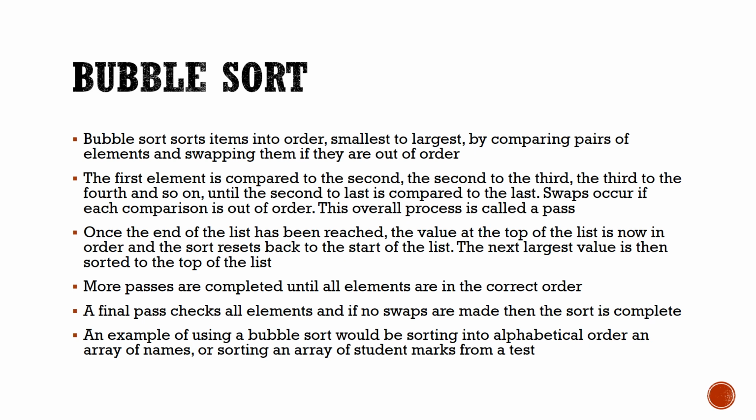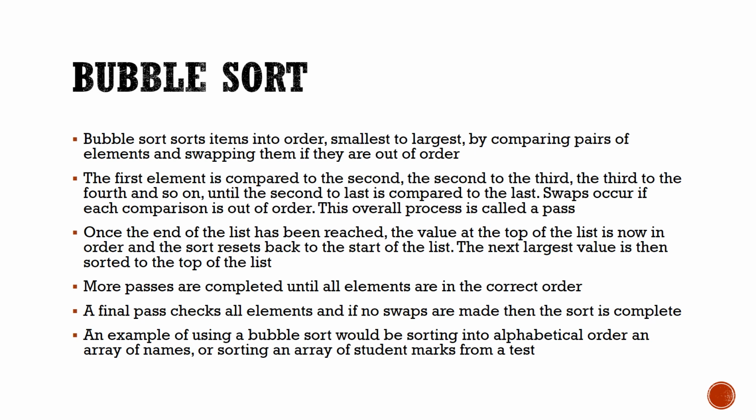Next is bubble sort. Bubble sort is going to sort items into order, smallest to largest, by comparing pairs of elements and swapping them if they are out of order. The first element is compared to the second, the second to the third, the third to the fourth, and so on until the second to last is compared to the last. A swap occurs if each comparison is out of order. This overall process is called a pass.